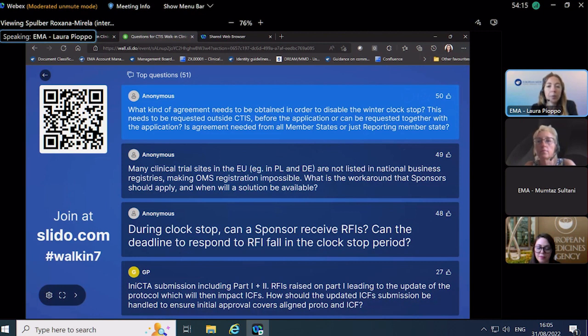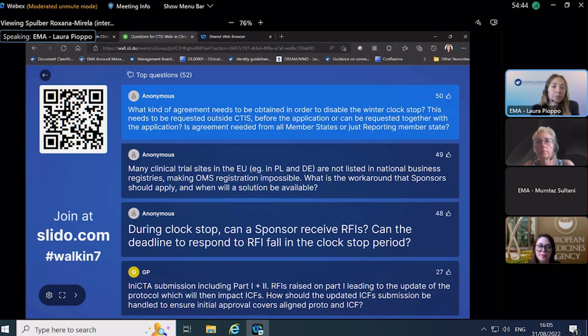I think there was also another question, the third one that we see on the screen, about the clock stop. So basically everything stops during that time. The winter clock stop is something that is currently implemented by default in the system, but it's true that it would require an agreement or at least a discussion between the sponsors and the member states.